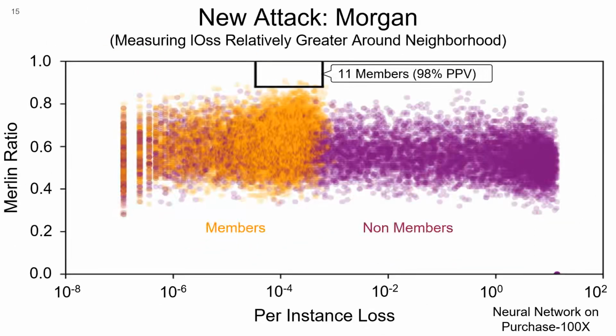We visualize the per instance loss and Merlin ratio of all members and non-members side by side. The x-axis in the figure denotes the per instance loss and the y-axis denotes the Merlin ratio. As can be seen, YOM finds the threshold on the x-axis to differentiate members from non-members, while Merlin finds the threshold on the y-axis. We come up with a new attack called Morgan that combines both Merlin and YOM attack thresholds to further increase the PPV close to 100%. By doing so, Morgan identifies the most vulnerable members with very high confidence, as depicted by the rectangular region in the figure.